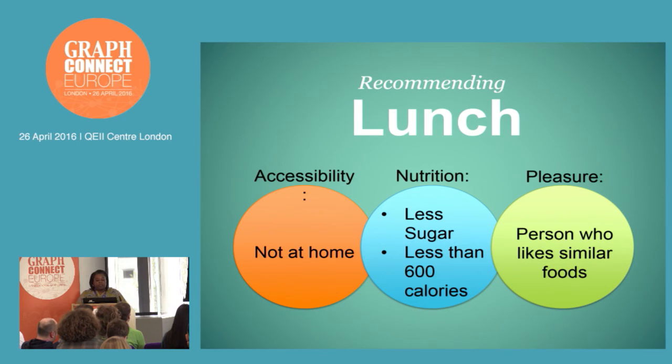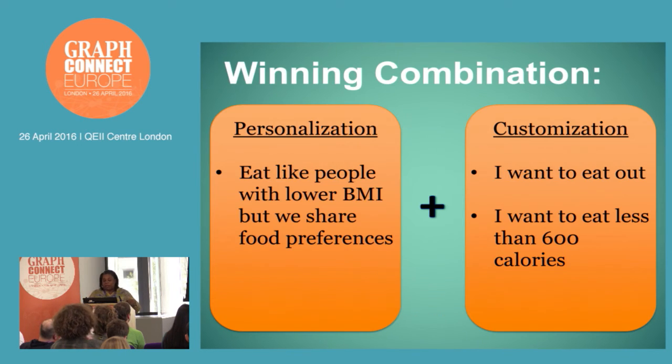And then as far as pleasure, I wanted to find people who liked similar foods that he had, but were healthier. So going back to that idea of personalization, customization. Personalization, I want to eat like people who are healthier than me, but we share food preferences. It's not that people who are healthy never eat a cookie, it's just that they eat differently. And then on the customization side, he needs a solution where he can eat out and is less than a certain amount of calories.